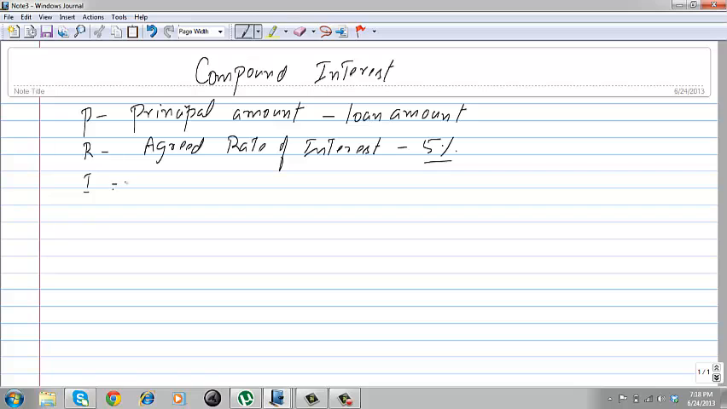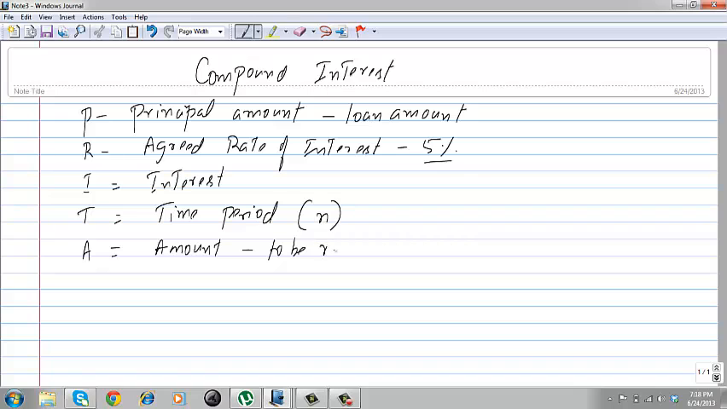Next is the interest, which is calculated from R and the principal. And next is the time period, the period for which the loan is availed. This is also represented by N. And finally, we come to the amount A, which is to be returned after n years. This is nothing but P plus I.